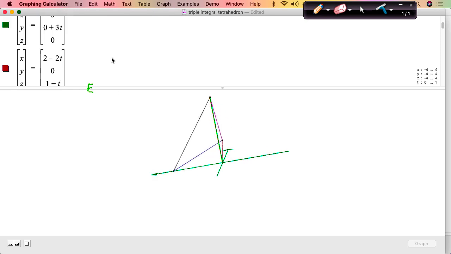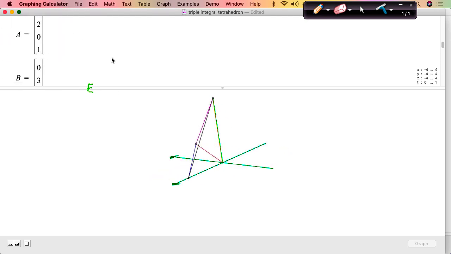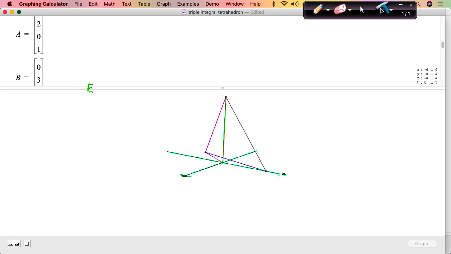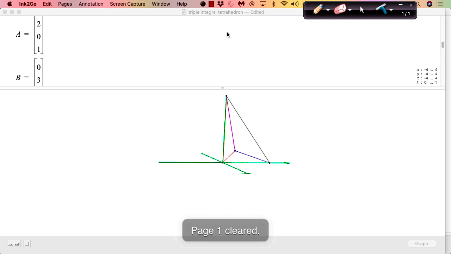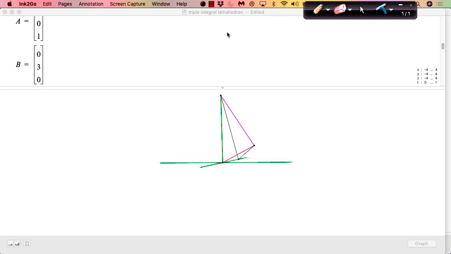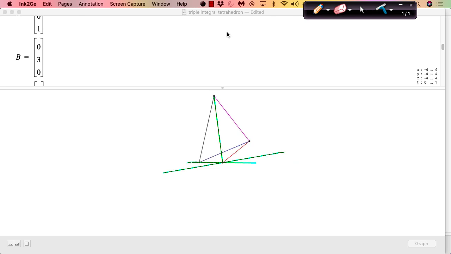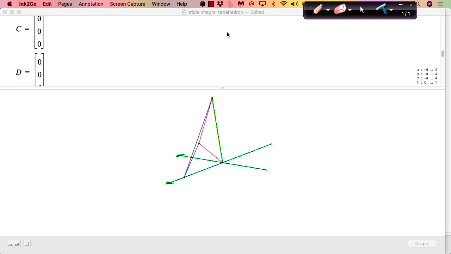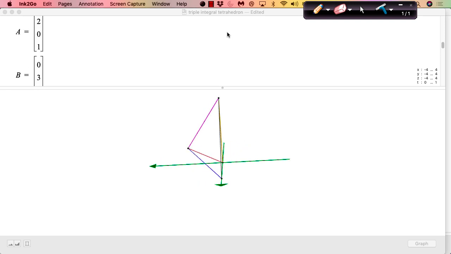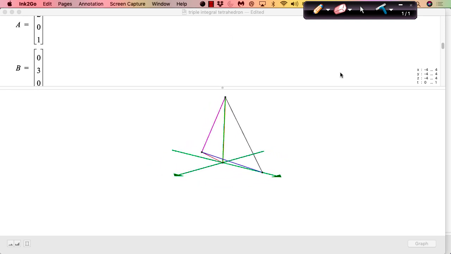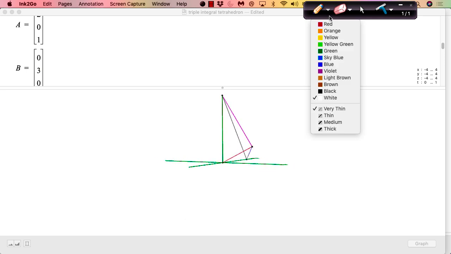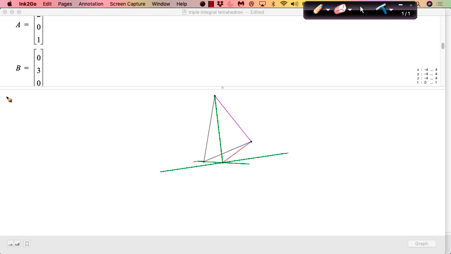First of all, we need some points. What points are we at here? Here are the points. So the corners of the tetrahedron are 2, 0, 1; 0, 3, 0; 0, 0, 0; and 0, 0, 4.